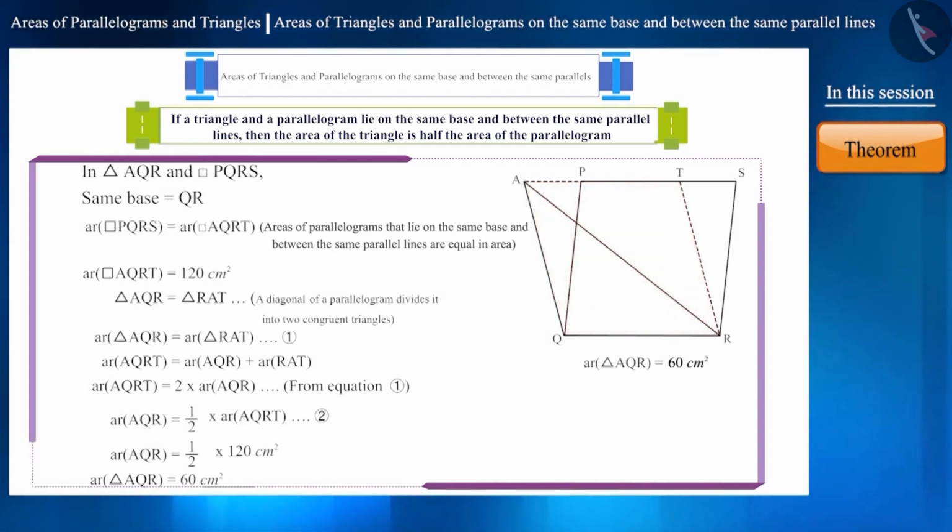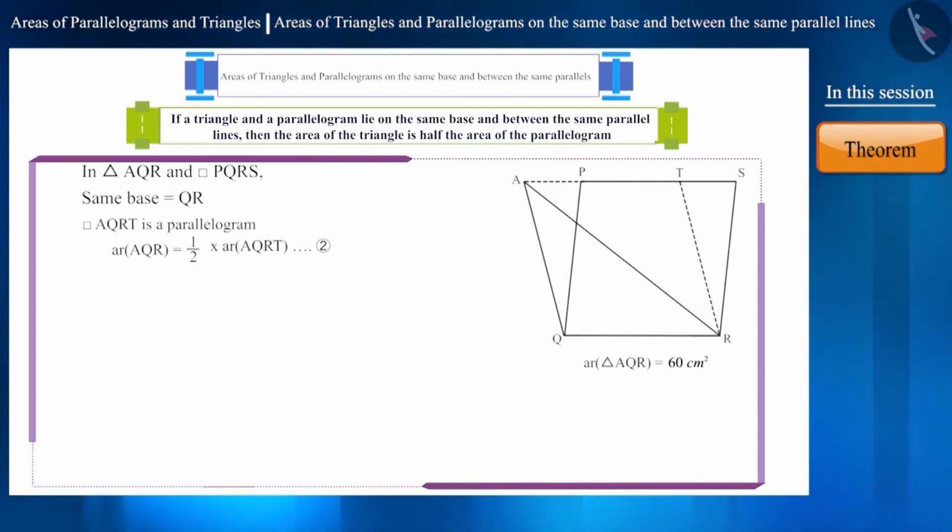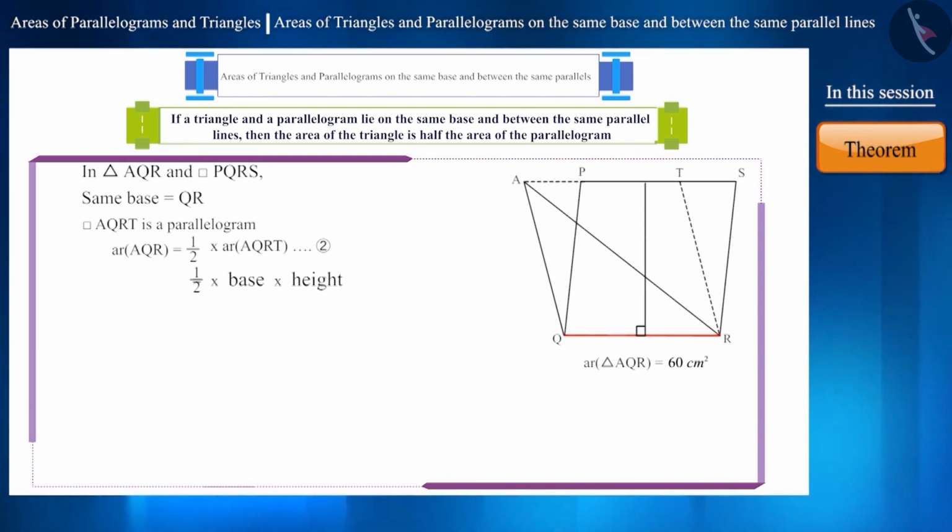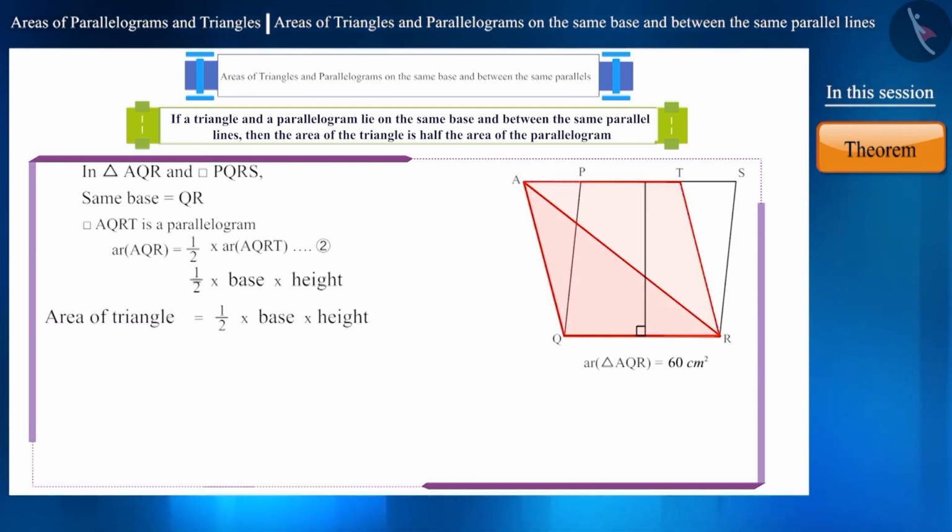If we look carefully at equation 2 of this example, then what can we tell? We know that the formula for the area of a parallelogram is base into height. So, with the help of this formula, we can also find the formula for the area of triangle, which will be half into base into height. And since the triangle and parallelogram lie on the same base and between the same parallel lines, their height is also equal.